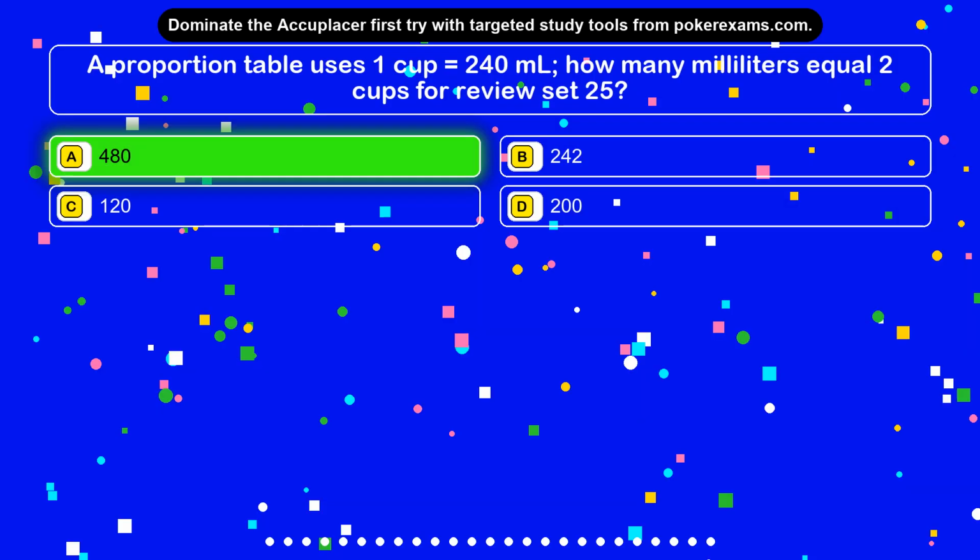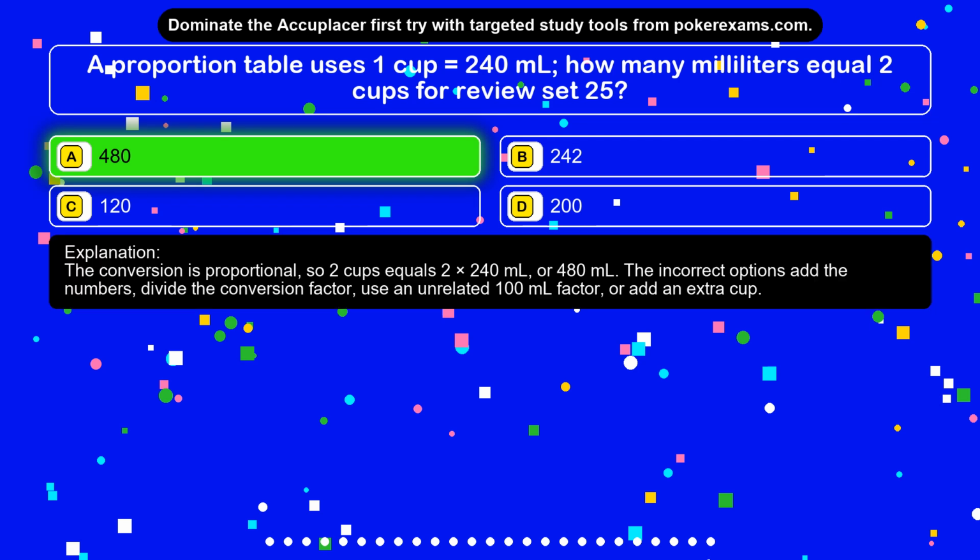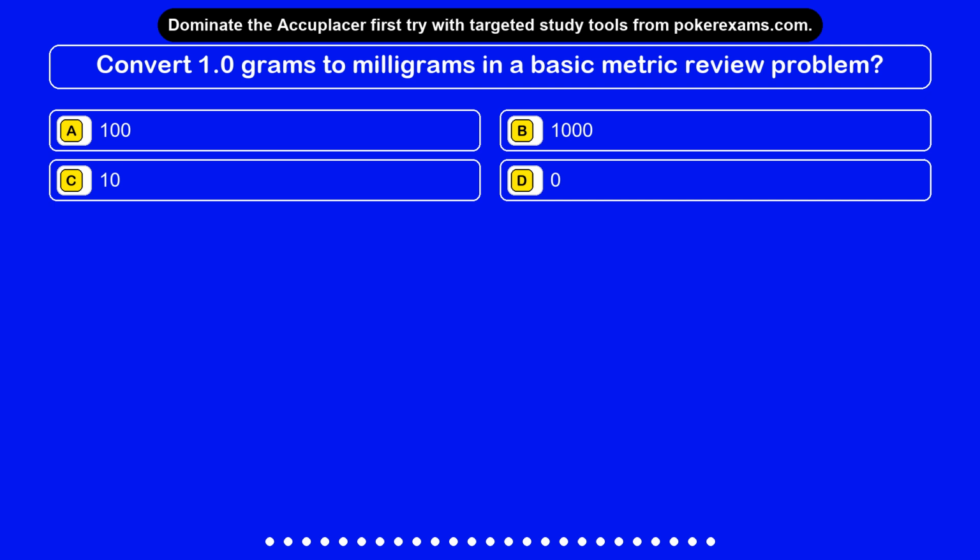The correct answer is option A, 480. The conversion is proportional, so 2 cups equals 2 times 240 ml, or 480 ml. The incorrect options add the numbers, divide the conversion factor, use an unrelated 100 ml factor, or add an extra cup. Question 6. Convert 1.0 grams to milligrams in a basic metric review problem.